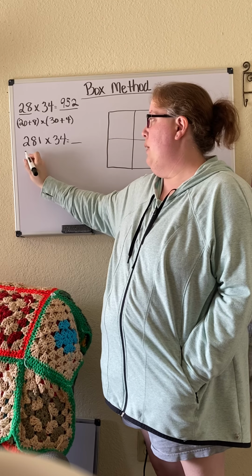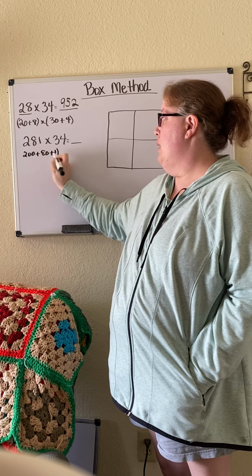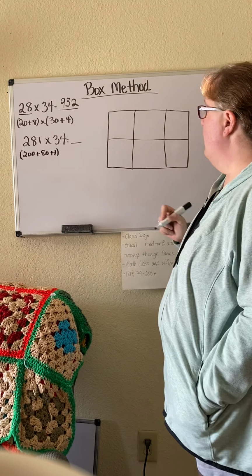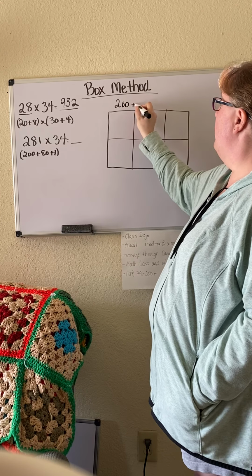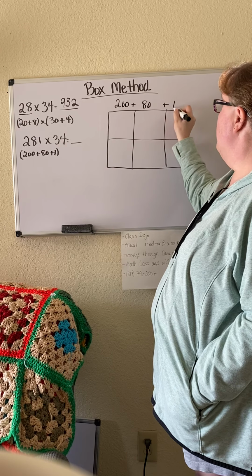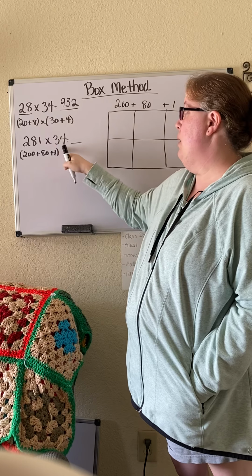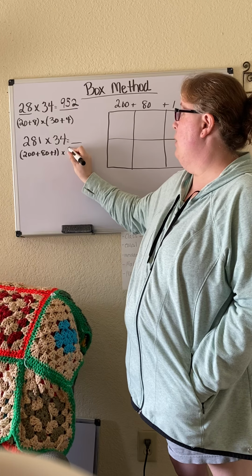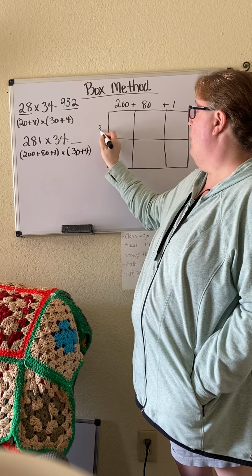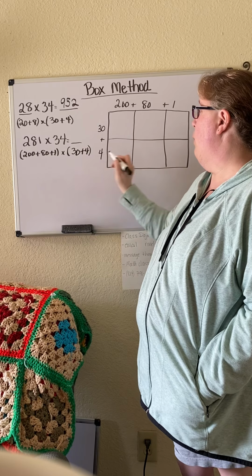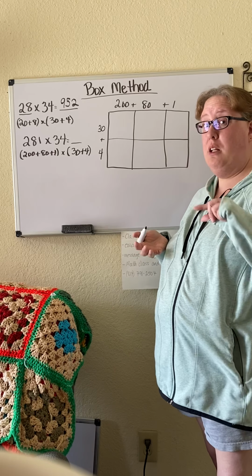So 281 would be 200 plus 80 plus 1. I'm going to put that as my labels for my columns: 200 plus 80 plus 1. And then the same thing, we have the same factor here, so I would do 30 plus 4. Again, it's just about writing out each individual fact.